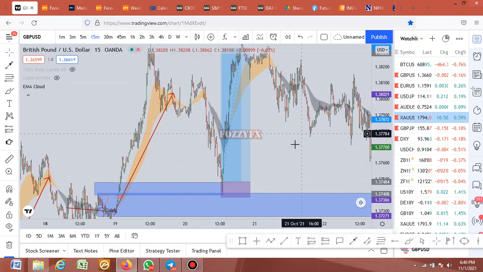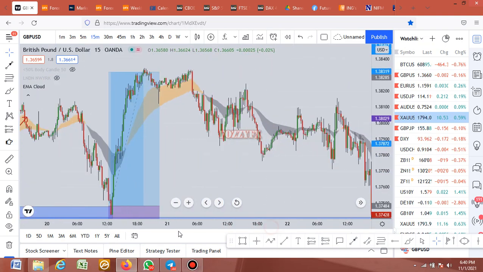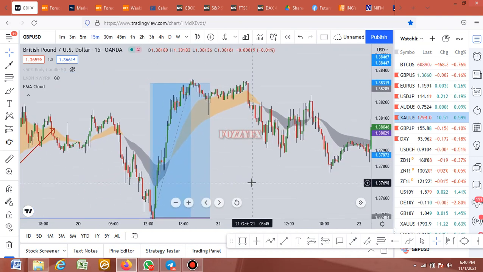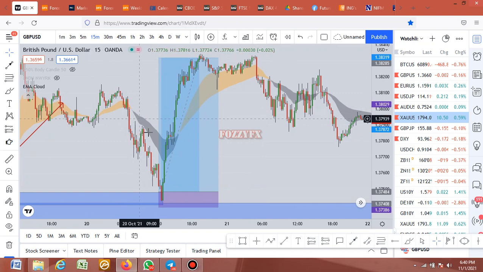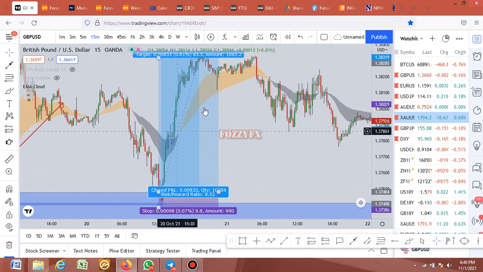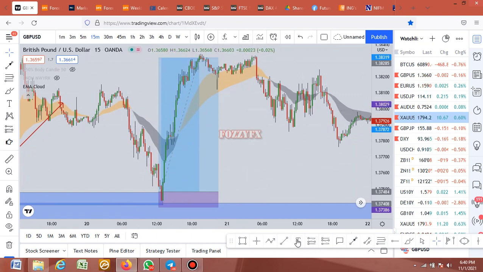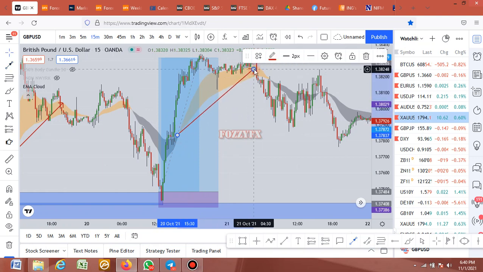So boom, you're in this move. So let's look for other trades. Now if you look very well here, we had this moving average cross here as well. You can see that the trend line was very, very fat around this level here. We had a very fat trend line here.